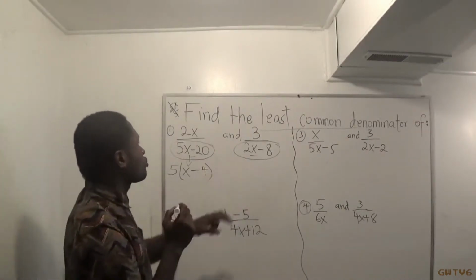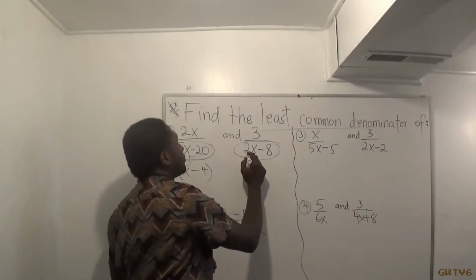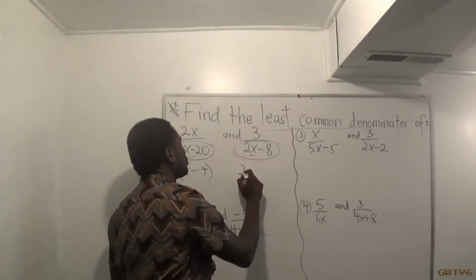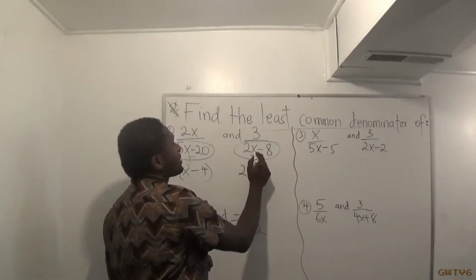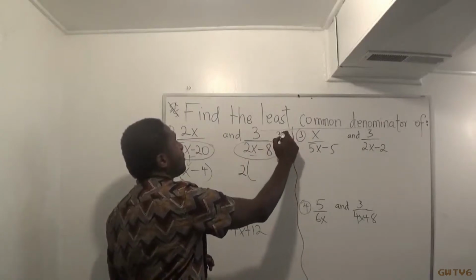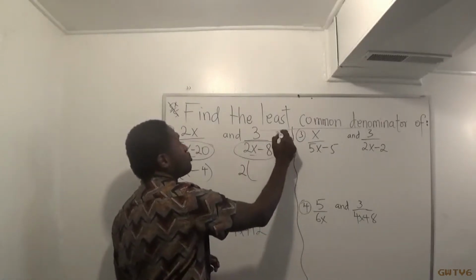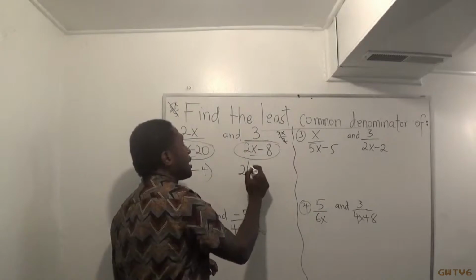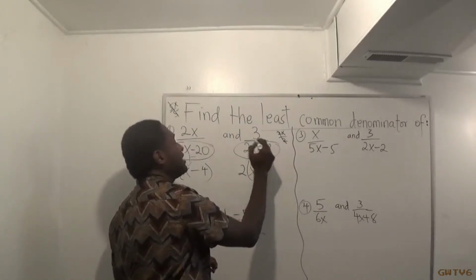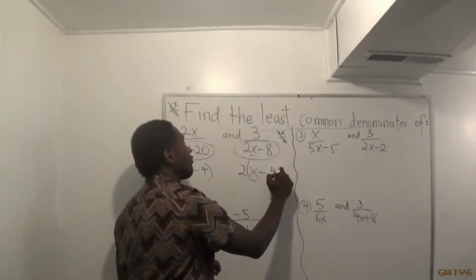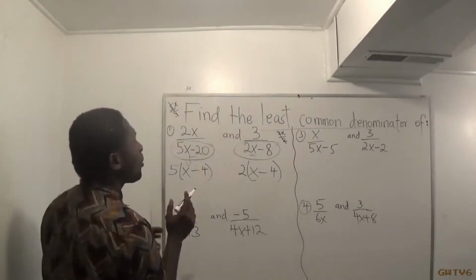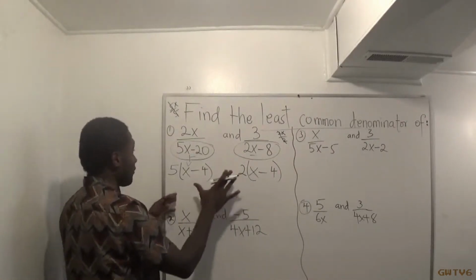And then I can also factor this one, right? The number that can go into 2 and 8 is a 2. 2x divided by 2, the 2's will cancel, so I'm going to have x left. And then minus 8 divided by 2 is a 4. Okay? So I always have to make sure I factor like I've done right here.